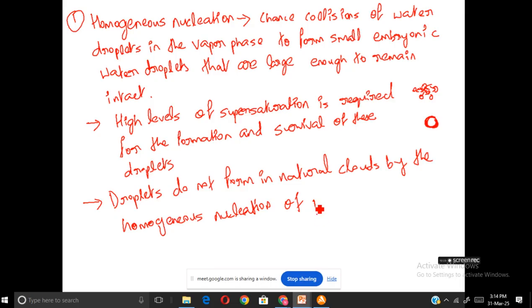Of pure water droplet. So homogeneous nucleation, there is no external agency involved. Just the pure water vapor molecules collide with each other and they form very small embryonic water droplets by the chance collision between the water vapor molecules. So the chance of survival of these small water droplets is very much less, because for their formation and survival, very high levels of supersaturation are required. Because of this, in natural clouds, the droplets generally don't form by homogeneous nucleation.